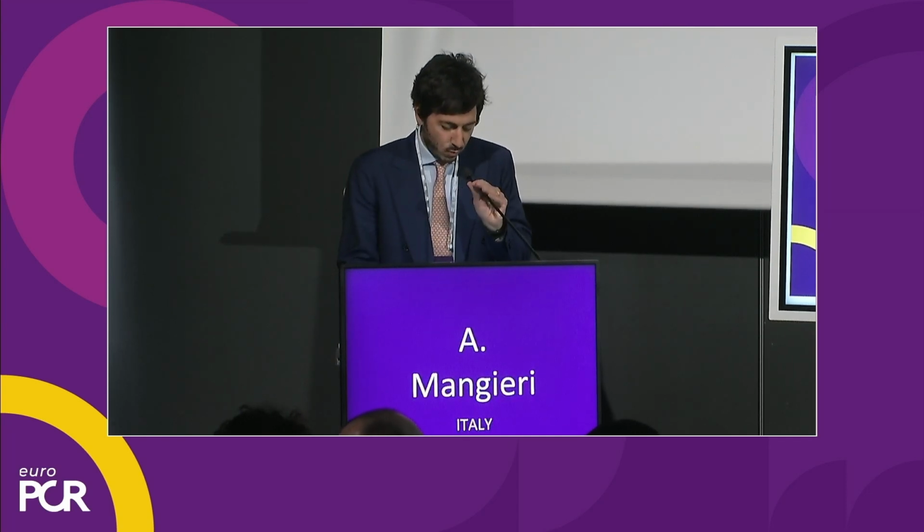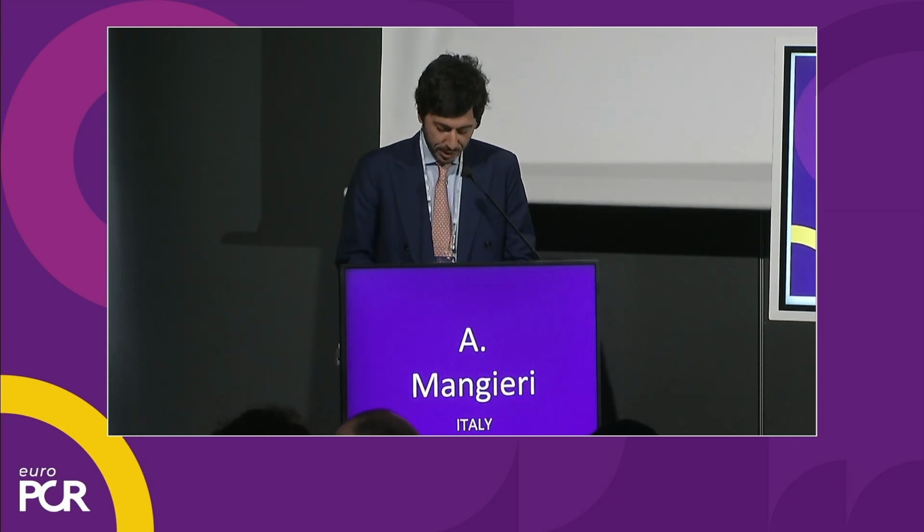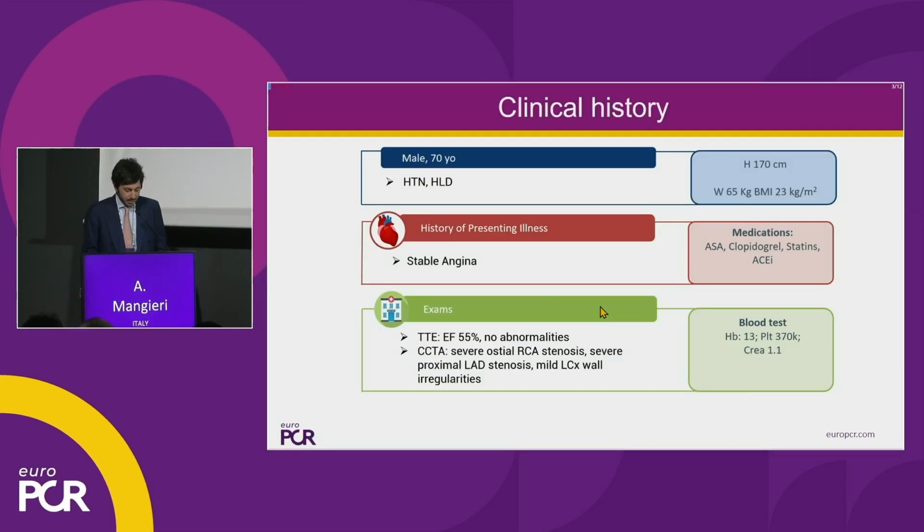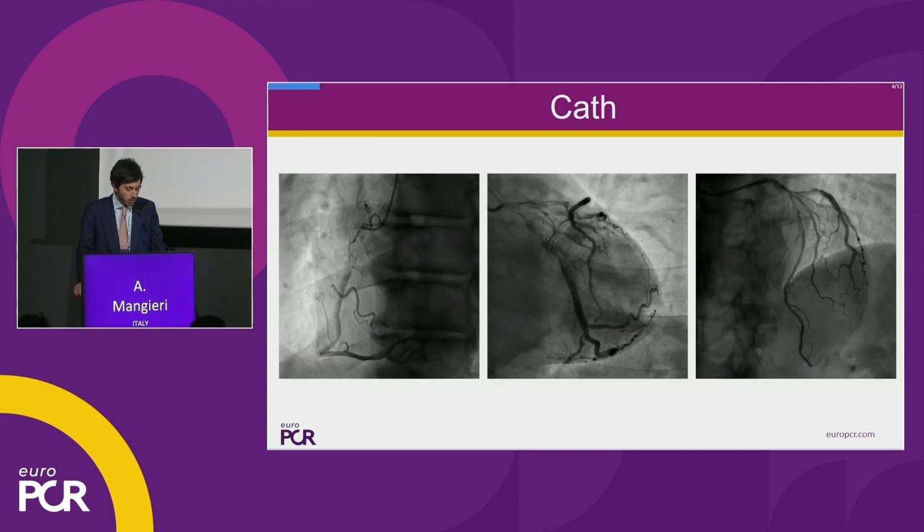We go with a very simple case of bifurcation that we did in our institution. Essentially, we go straight to the case. We have a 70-year-old male with common cardiological risk factors. He came for a stable angina. He underwent basically a CT scan that showed a severe ostial RCA stenosis with a proximal LAD stenosis, which appeared to be severe. So the patient was brought to our cath lab.